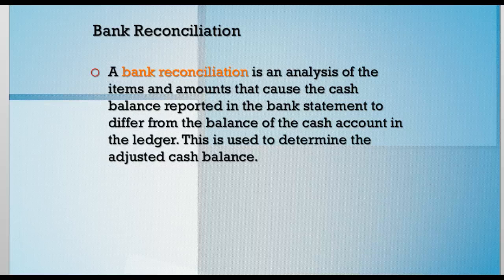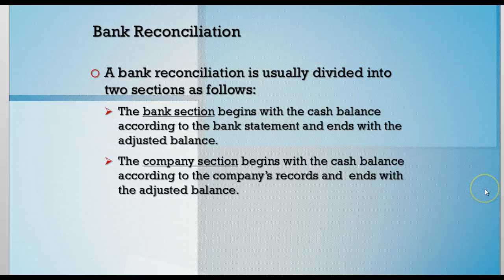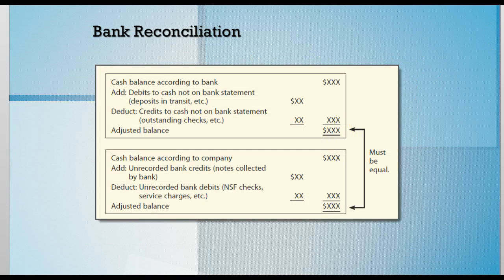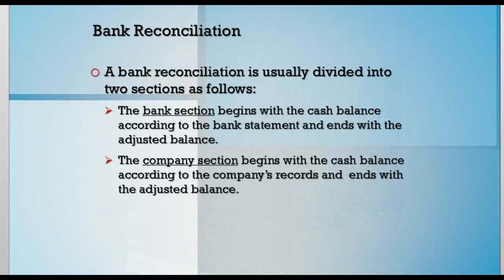So it's got two sections. A bank reconciliation has two sections. You're going to have the bank section, and you're going to have the company section, or your checkbook. Oops, it went one too far, I think. Nope, there it is. Okay, let's go back.